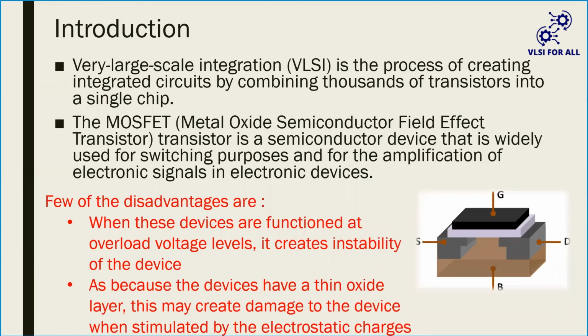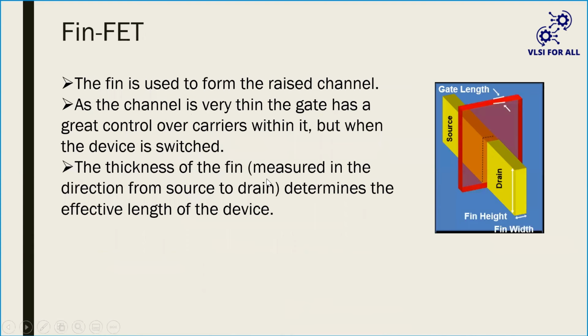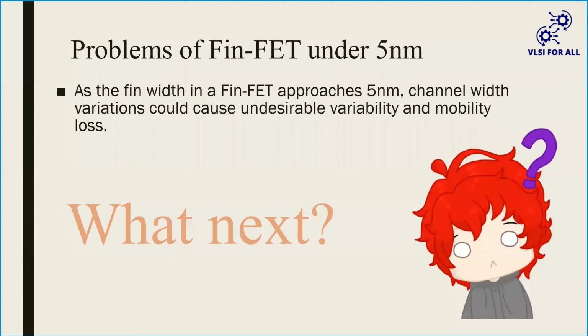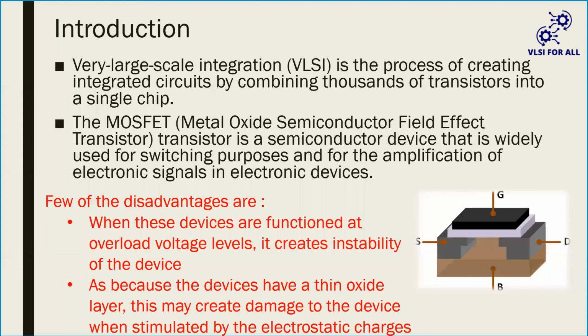Now here, team, coming to the MOSFET, let us start with MOSFET. You can ask me why not BJT. BJT is a symmetrical device and it occupies more space.